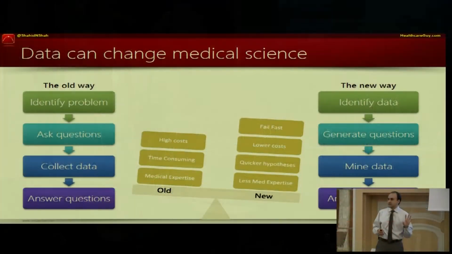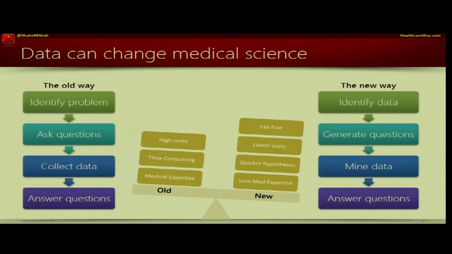So on the left-hand side, you'll see that the traditional way of doing research, finding out what drugs are necessary, finding out what kind of treatments are good, is done by saying, I'm going to identify a problem. I know about problem ABC, I know about a disease, and then I'm going to ask questions and say, okay, what can I find out about patients?